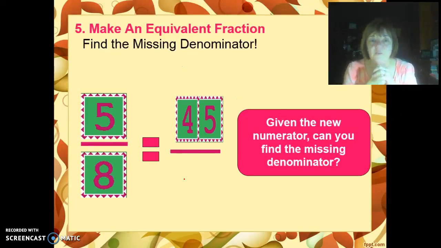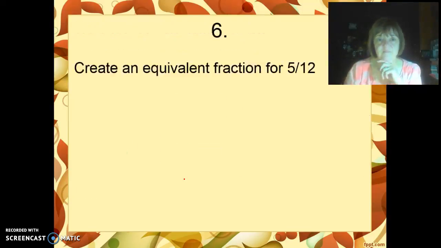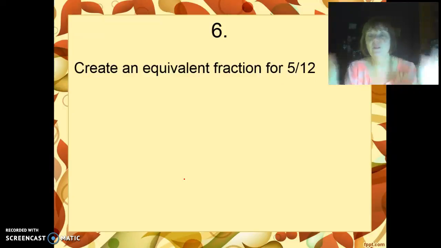Okay, another one for you. Can you find that missing denominator? All right, now this one is totally up to you. I want an equivalent fraction for 5/12. You get to pick the fraction that you multiply by.